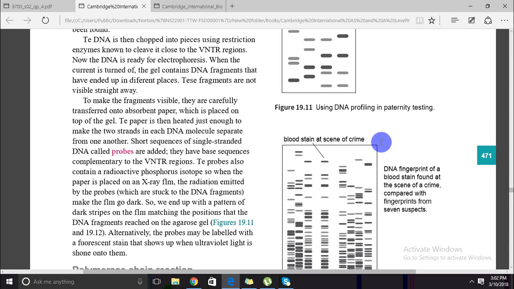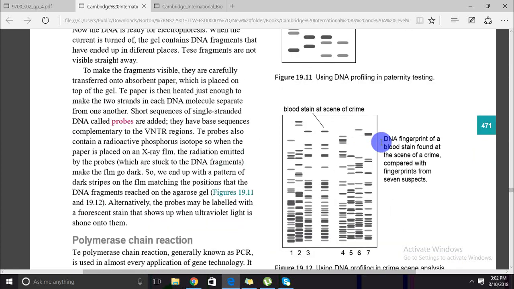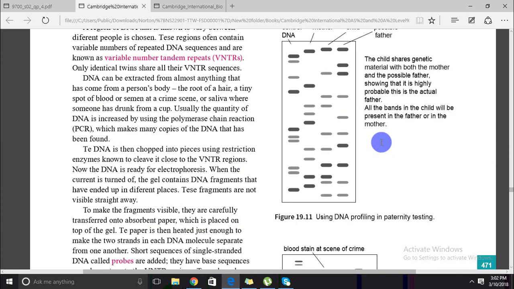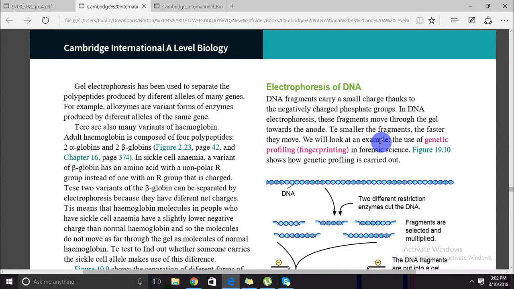Alternatively, the probes may be labeled with a fluorescent stain that shows up when ultraviolet light is shone onto them. So this is actually really interesting. Maybe I should repeat it because they often ask questions about this. So DNA fragments carry a small charge due to what? Due to a negatively charged phosphate group.